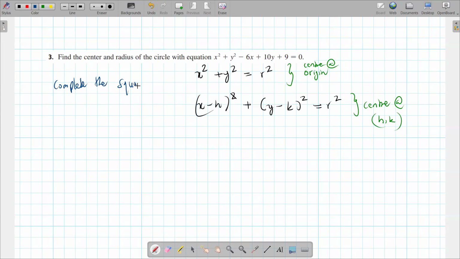But you have to do it twice here because you have two different brackets, one for x, one for y. So let's attack it one bracket at a time. So you're going to pair the like terms together.